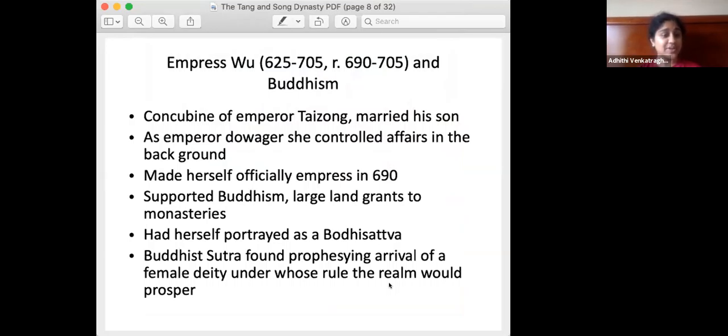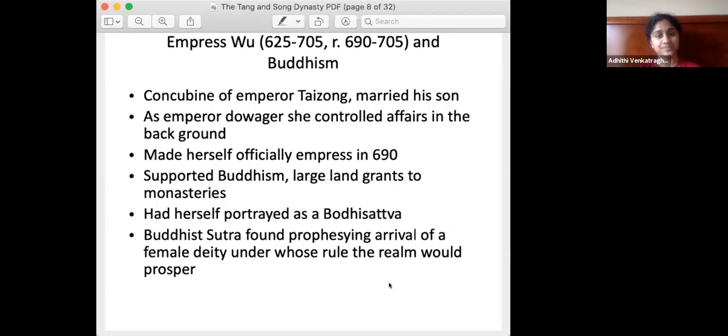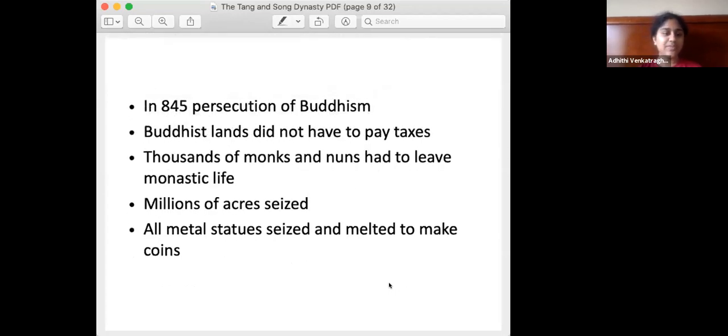The Buddha Sutra was found prophesizing the arrival of a female deity under whose rule the realm would prosper. In 845 began a persecution of Buddhism and Buddhists. Buddhist lands did not have to pay taxes, so thousands of monks and nuns had to leave the monastic life, millions of acres were seized, and all metal statues were seized and melted to make coins.